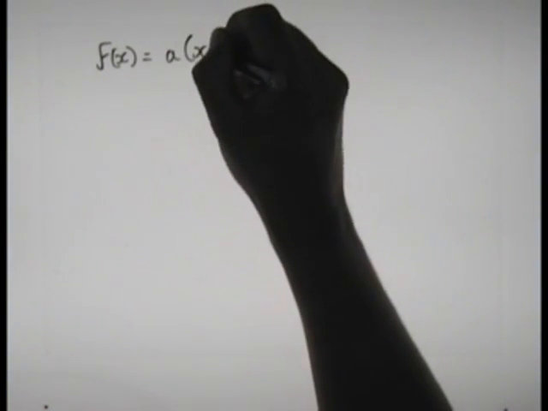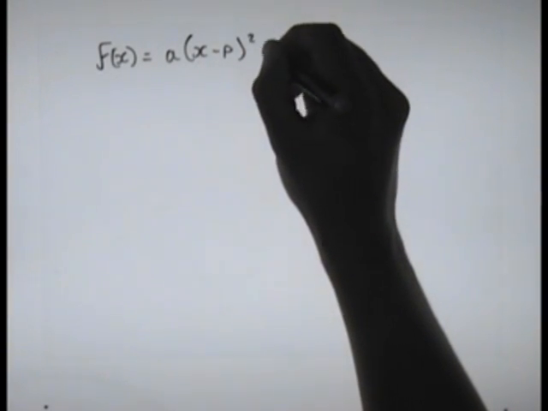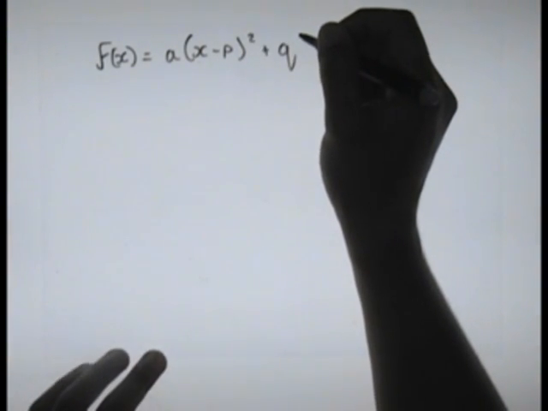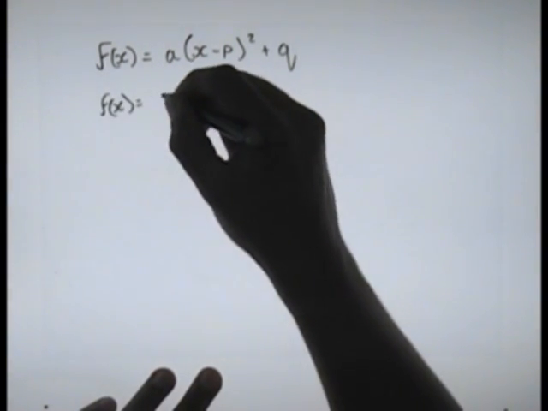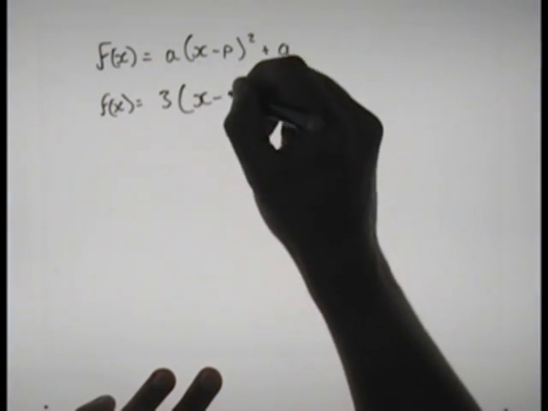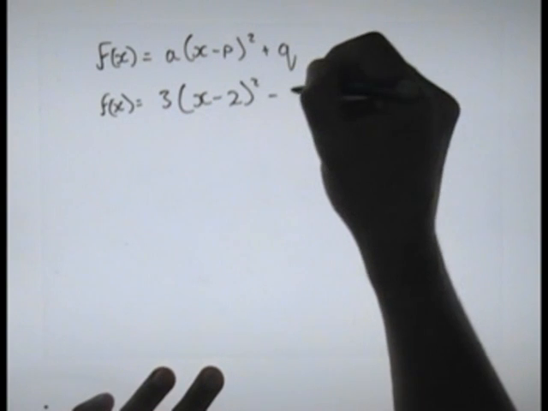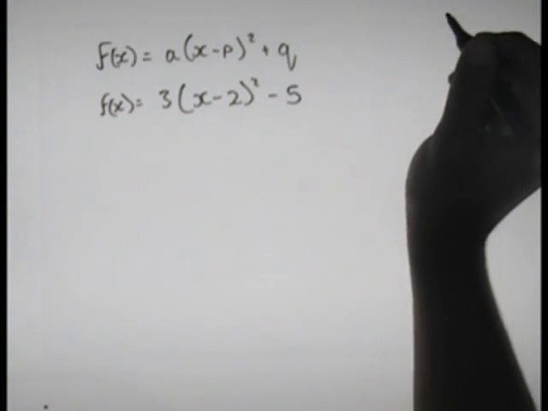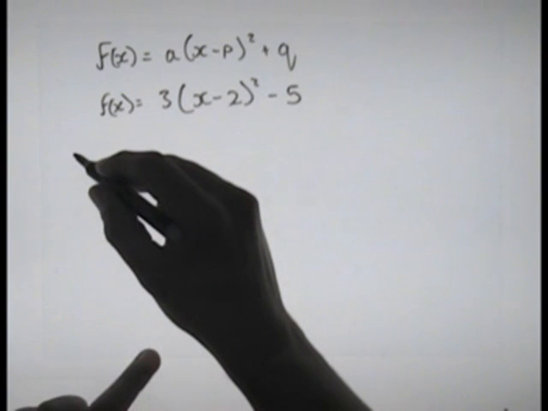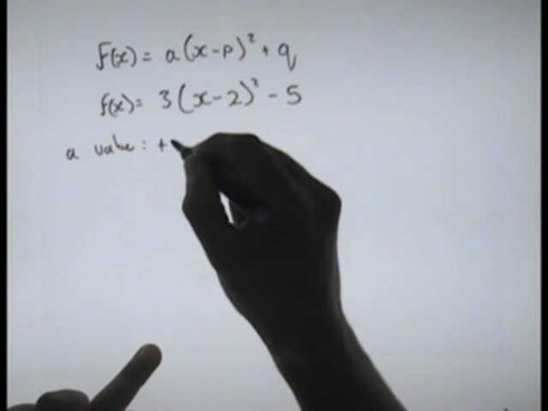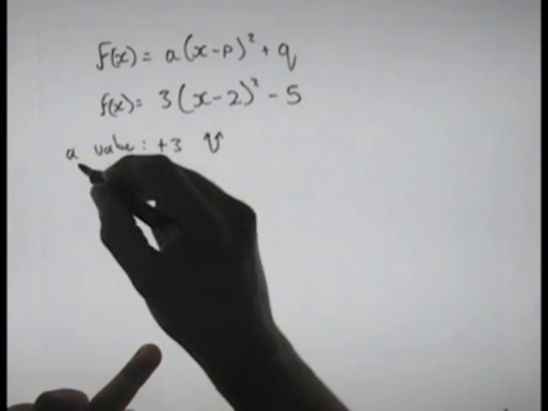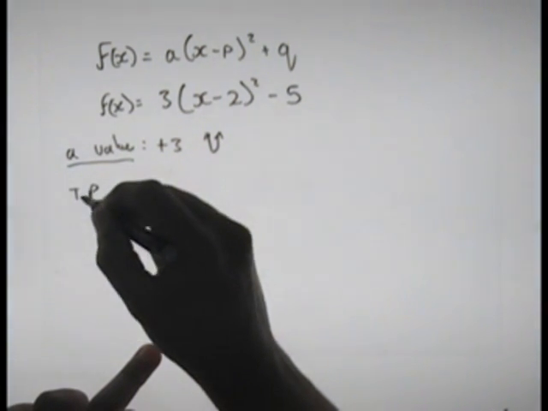We are going to start by looking at the parabola of the form f(x) = a(x - p) squared + q. The example I'm going to use is f(x) = 3(x - 2) squared - 5. Step 1, I look at my a value. In this case, my a value is positive 3, which means that it's the smiley face graph. Step 2, my turning point.